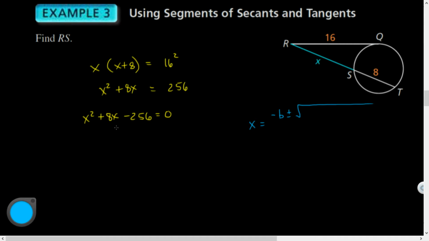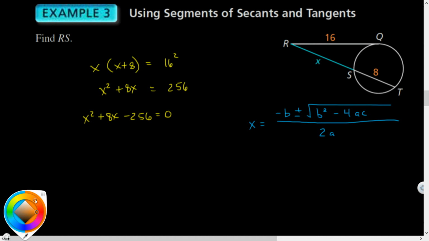Have you guys ever seen the quadratic formula? All right, here we go. Let's sing it for our internet friends. Once again, making this the perfect video on YouTube. X equals the opposite of b plus or minus the square root of b squared minus 4ac all over 2a. Hooray! So we would end up plugging in a equals 1, b equals 8, c equals negative 256.